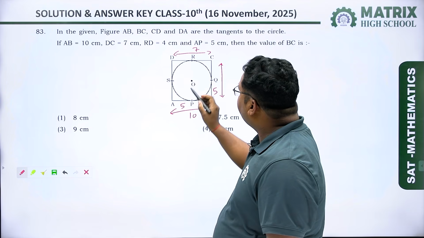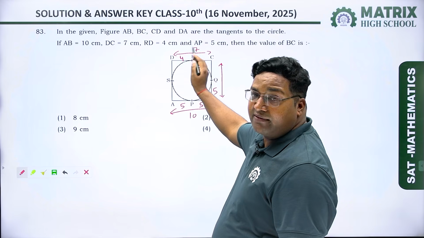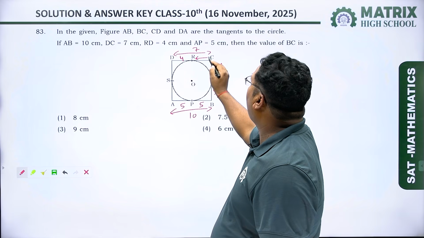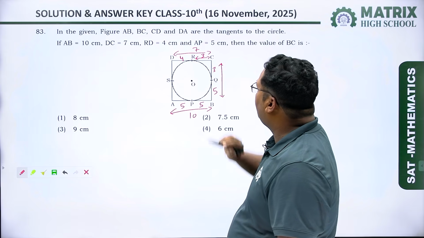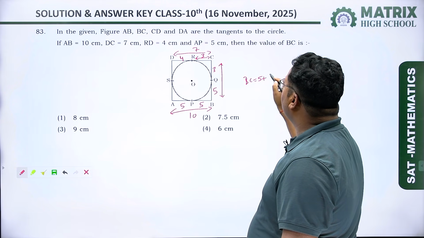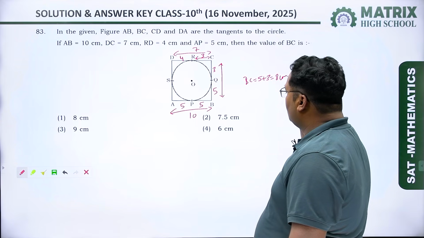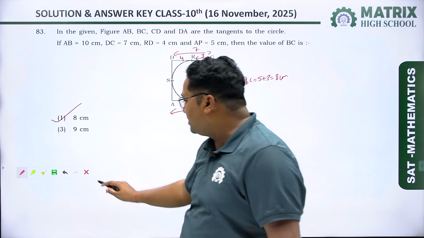Similarly, you can see RD is given 4 centimeter. So here when we subtract 7 minus 4, we will get the value of RC, that is equal to 3. So it means CQ is also 3 centimeter. So the length of BC is 5 plus 3, which is equal to 8 centimeter. So our answer is 8 centimeter, which is in option 1. So option 1 is the right answer.